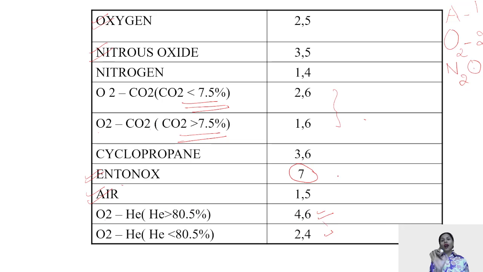Mostly what is asked is your oxygen, your nitrous, your cyclopropane 3,6, your Entonox and your air. And this you have to memorize, you have to revise the pin indexing again and again in order to have a very sharp and quick memory of this pin index system.